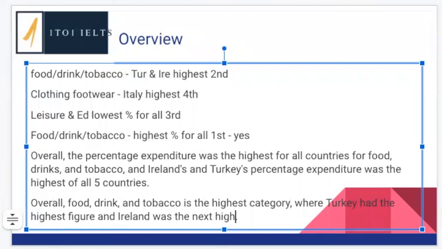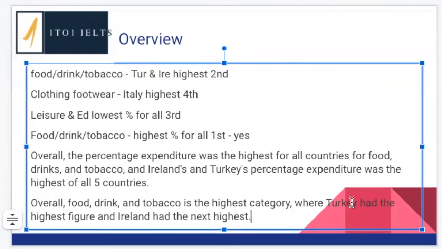Here I would say the next highest. What would be a little bit strange about this verb? So we want to be consistent. So we said Turkey had the highest figure and Ireland was the next higher. To be more consistent, instead of was, yeah, well done, Mary, we would say had. So it just keeps consistent: Turkey had the highest figure and Ireland had the next highest. Okay.